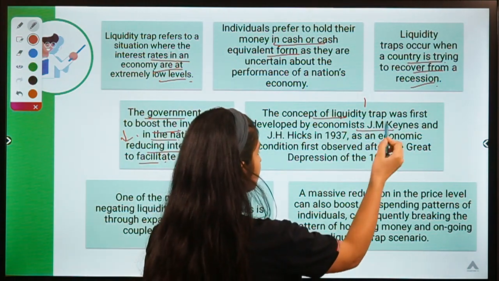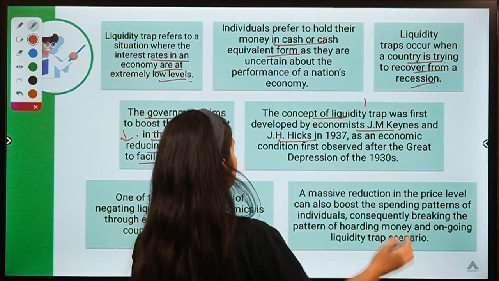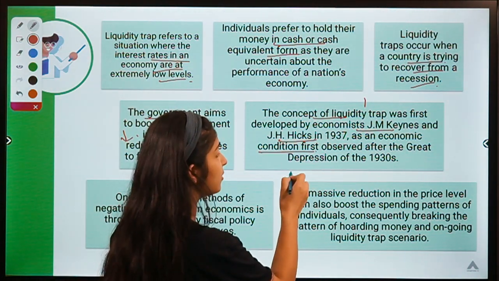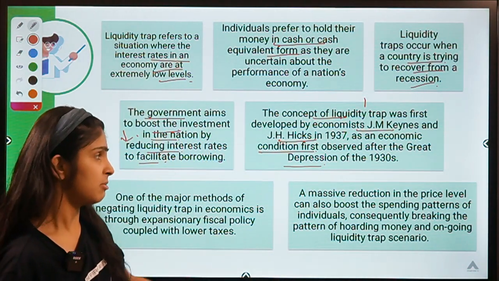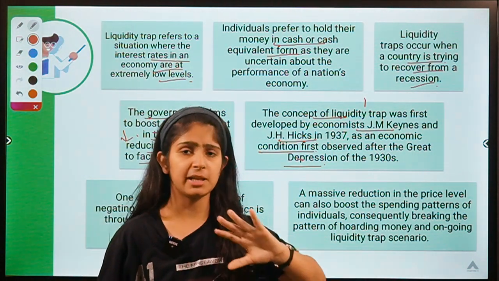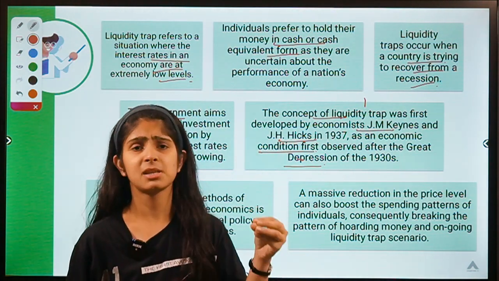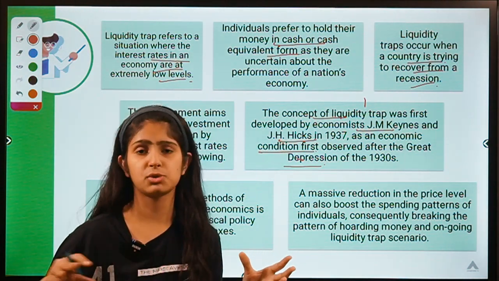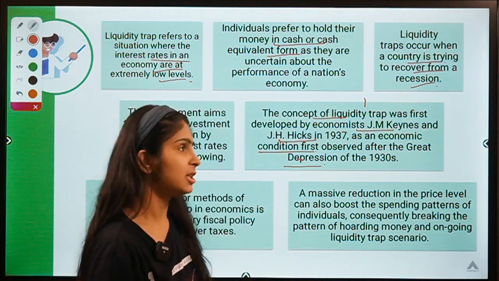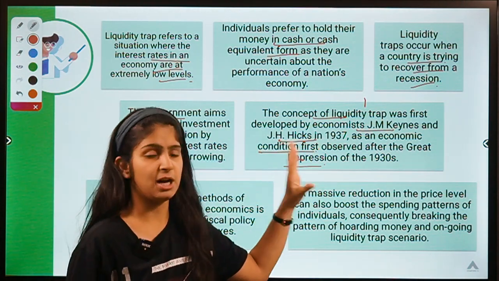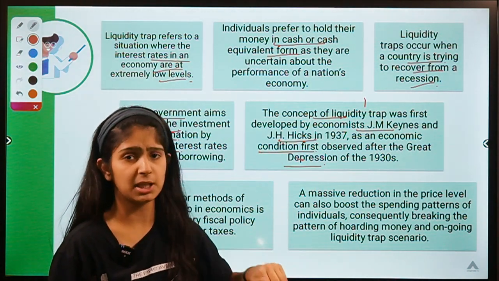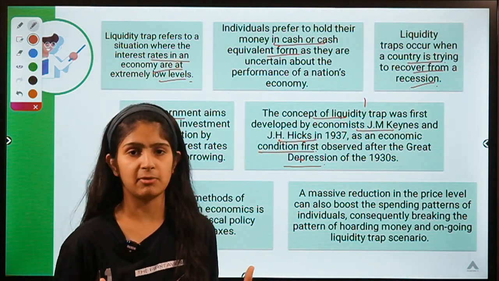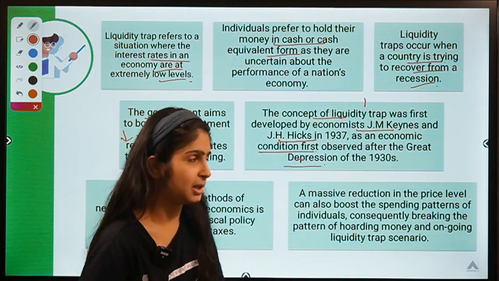The concept was developed by John Maynard Keynes and Hicks in 1937 as an economic condition first observed after the Great Depression, because the Great Depression was also a time of long recession, and it extended for such a long time that we call it a depression, right? So they observed this phenomenon of liquidity trap, that the interest rates were cut but were not showing the impact because of the saving tendencies that had developed in the public, right?